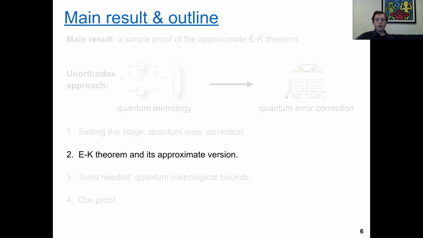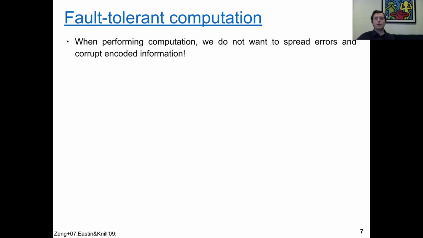So now I would like to tell you a bit about the Eastin-Knill theorem and the limitations this theorem imposes, how to circumvent them, and I will also wrap up this section with an approximate version of the Eastin-Knill theorem. As I said at the beginning of the talk, we want to perform a fault-tolerant quantum computation. In particular, we don't want to spread errors in some uncontrollable way. We cannot perform any unitary in a reckless way because some complicated unitaries can spread errors throughout the system.